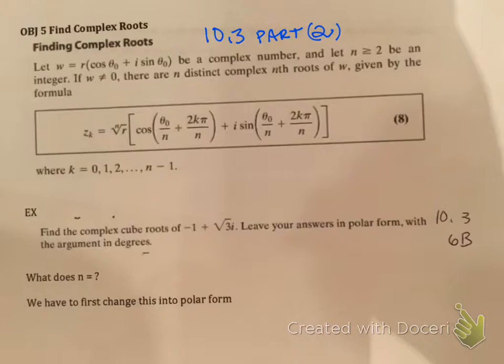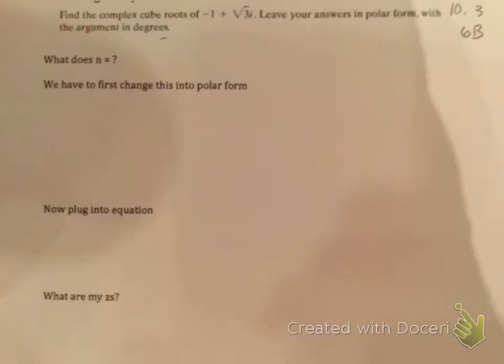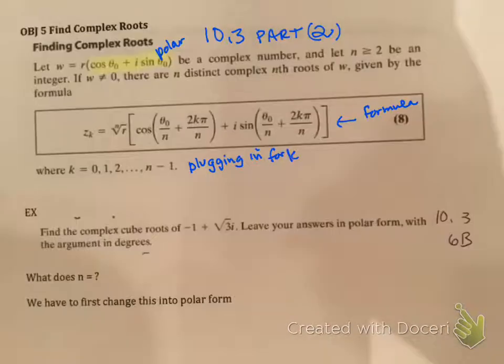What we're going to be doing is coming up with a formula by using this particular formula, and then we're going to be plugging in for k. I also want you to notice that our values have to be in polar form. So let's go ahead and look at this first example. I'm going to write some of it on this page, and I left room on the next page.